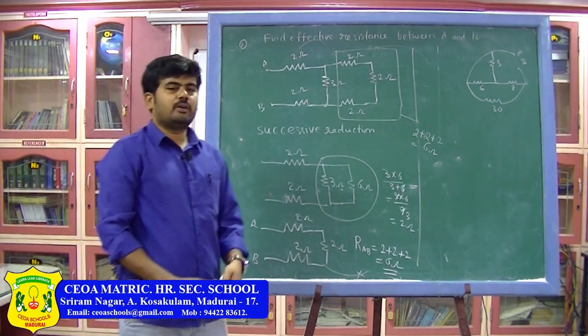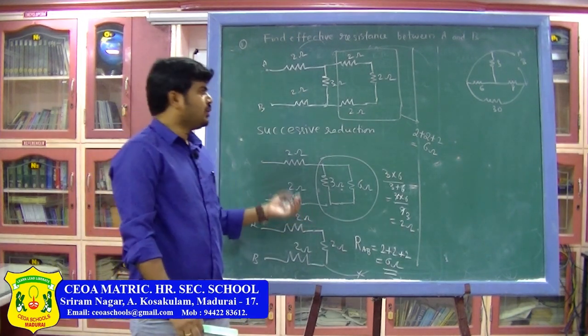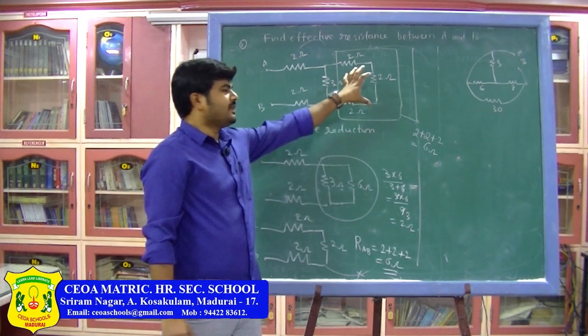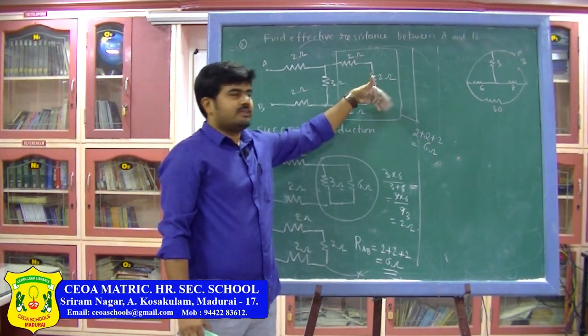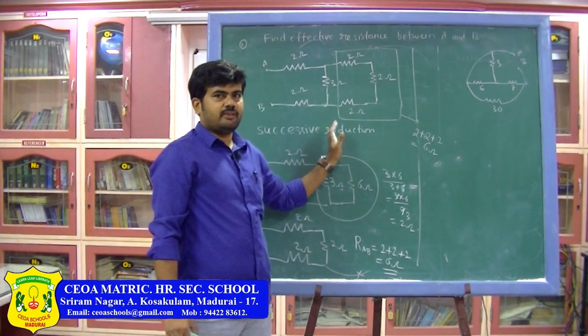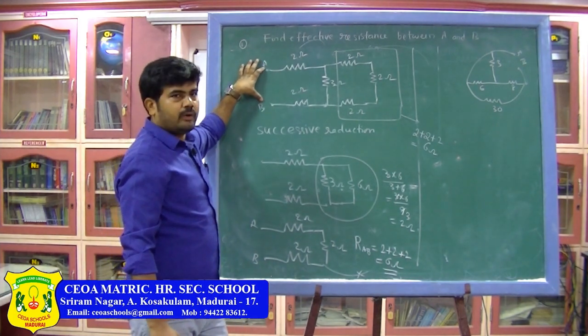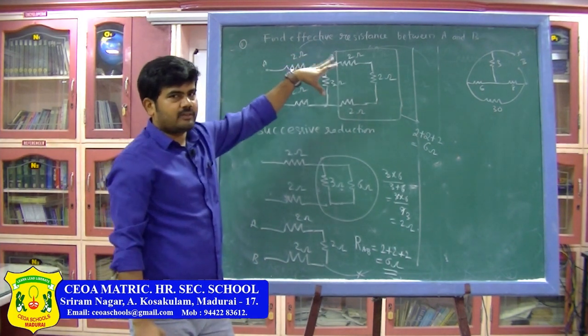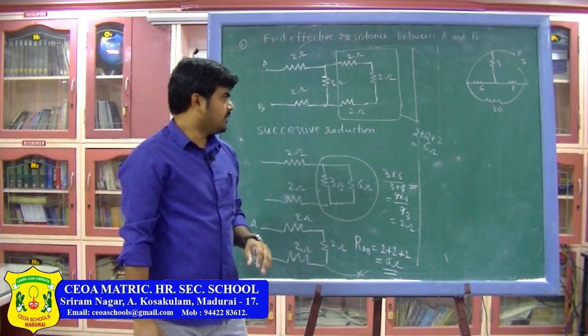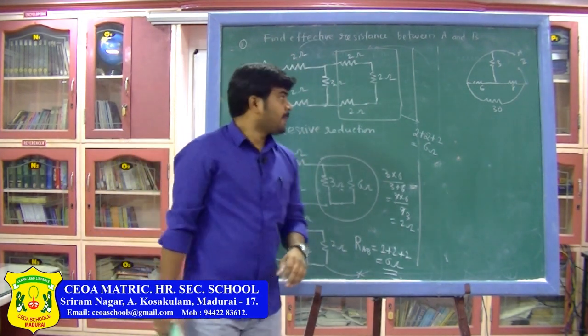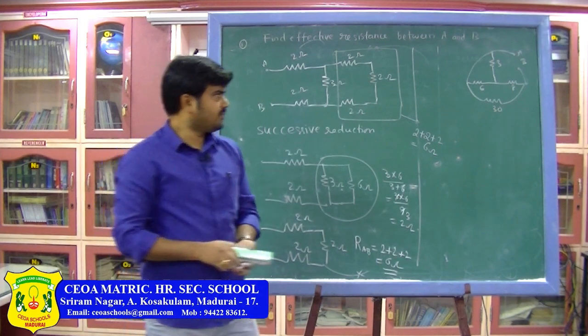So this method is called successive reduction, where we have to simplify the series and parallel combinations in a step by step process, and finally we have to find the resistance across the 2 points across which they are asking in the question. So that is the method of successive reduction. Now let us discuss one more problem.